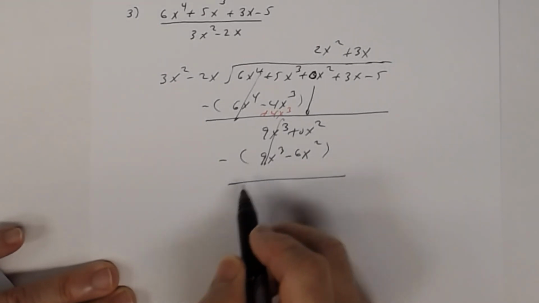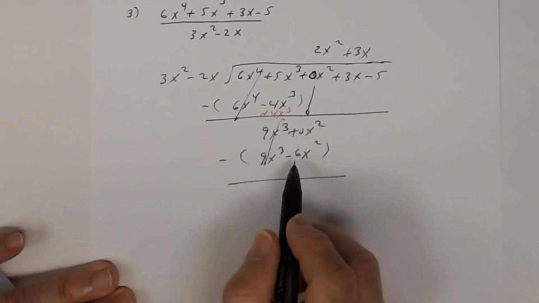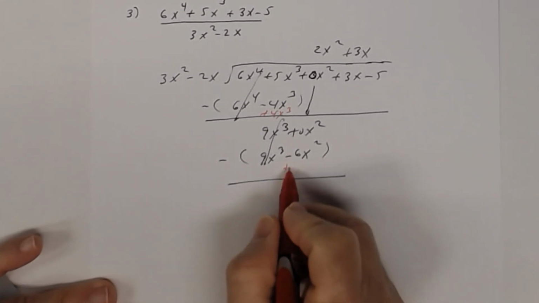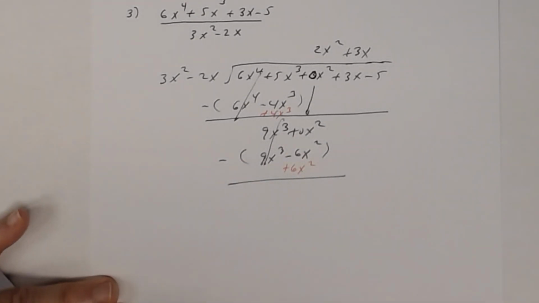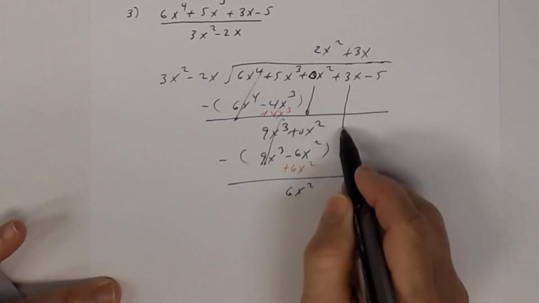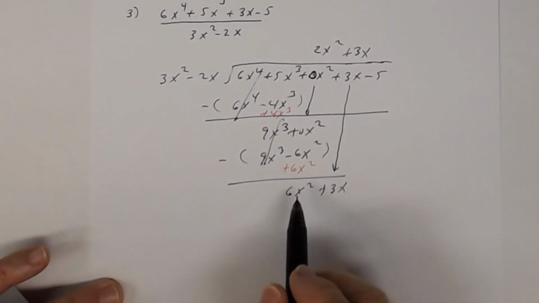9x cubed minus itself is 0. 0x squared and subtract a negative 6x squared. So remember, subtracting a negative 6x squared means the same thing as adding 6x squared. So 0x squared plus 6x squared is 6x squared. Then you bring on the next term. And I can continue this process all over.